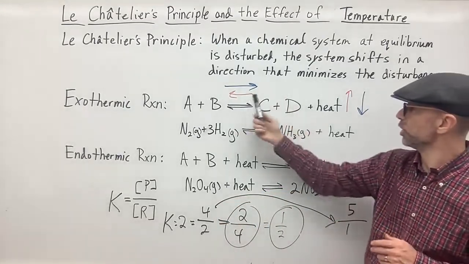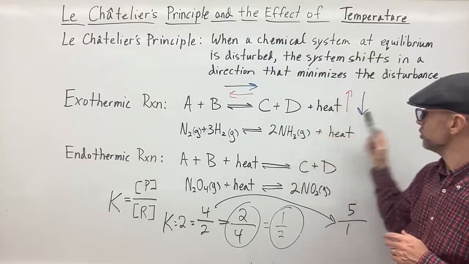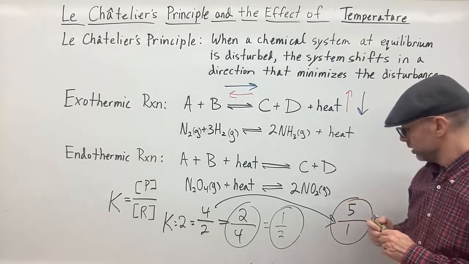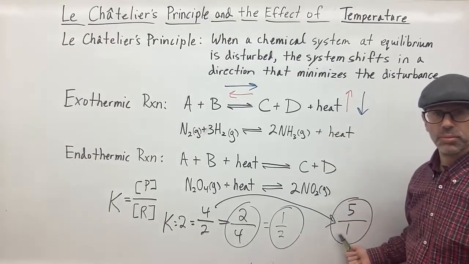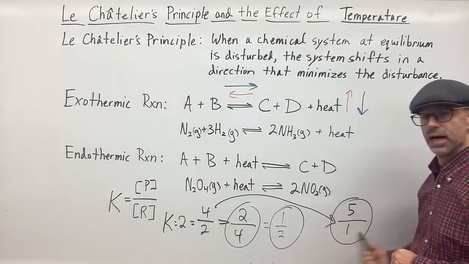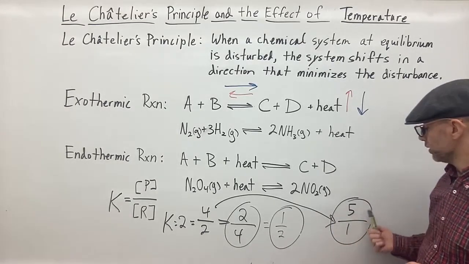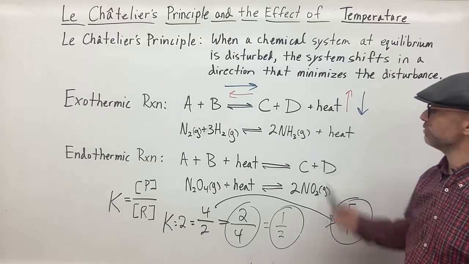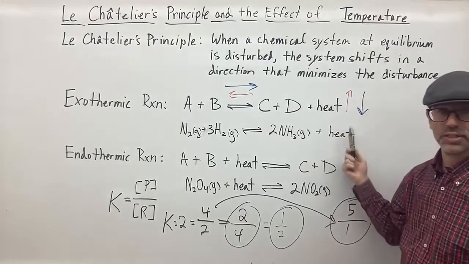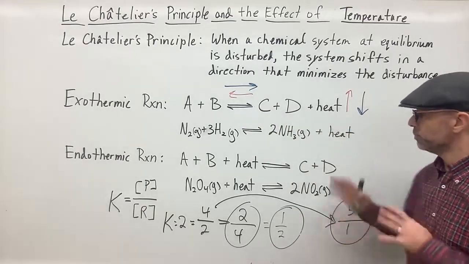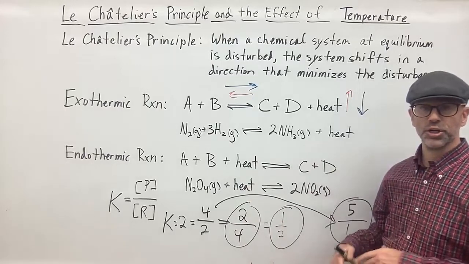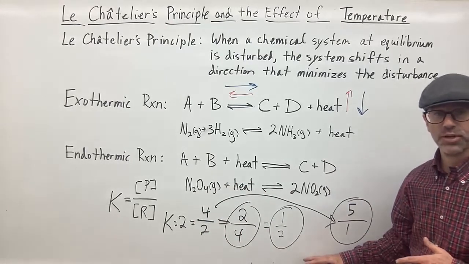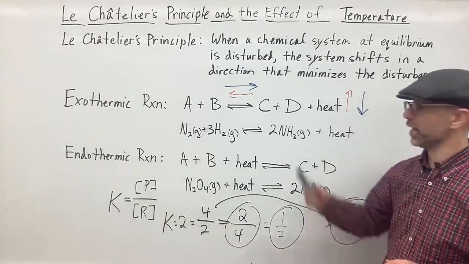Once it reaches equilibrium at this new temperature, after I've lowered the temperature, now my reaction's equilibrium constant is now 5/1. So notice that the equilibrium constant has now increased because of this shift due to decreasing the temperature. So this is a good example of what happens when you increase or decrease temperature for an exothermic reaction.